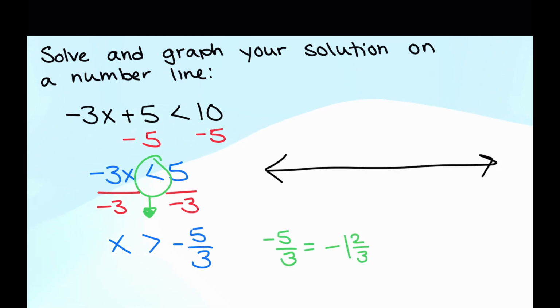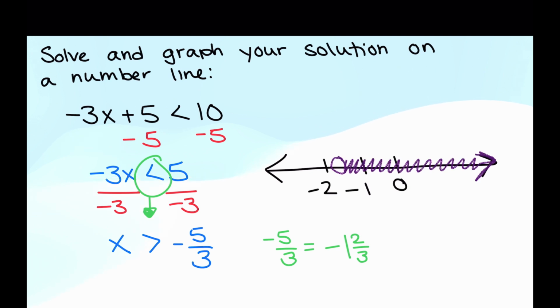I'm going to put that on the number line. To help me graph this fraction, I'm going to change it into a mixed number. 3 goes into 5 one time with 2 left over, so negative 1 2/3. And so then I'll just estimate negative 1 2/3, somewhere between negative 1 and negative 2. And let's see, it's a greater than, so I'm going to shade to the right, and I'll do an open circle.